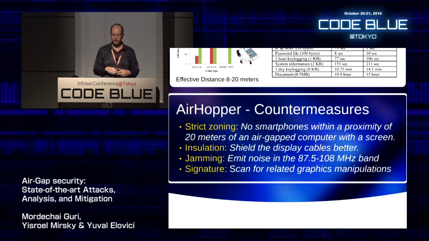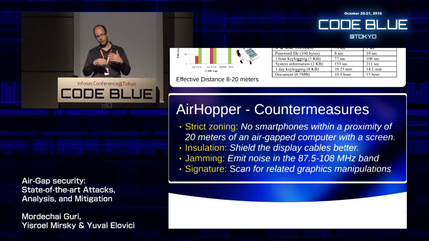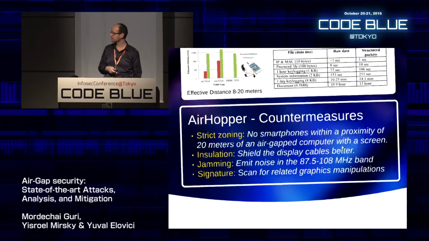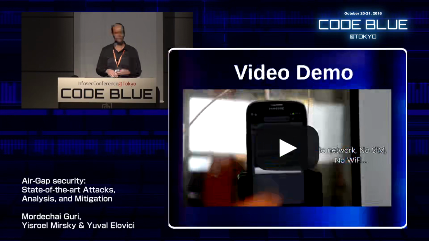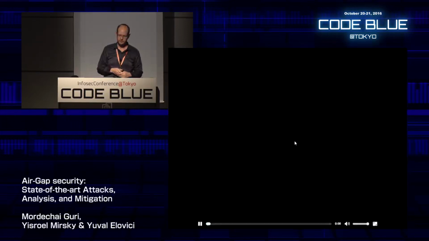Some countermeasures for AirHopper: you can have stricter zoning policies. You can provide some sort of insulation, perhaps a Faraday cage if you're really paranoid. You can do jamming: if you send out even a light white noise on the FM bands nearby, then you're going to block out the signal. And again, you can try and look for these kinds of signatures in malware that is trying to do these graphics manipulations.